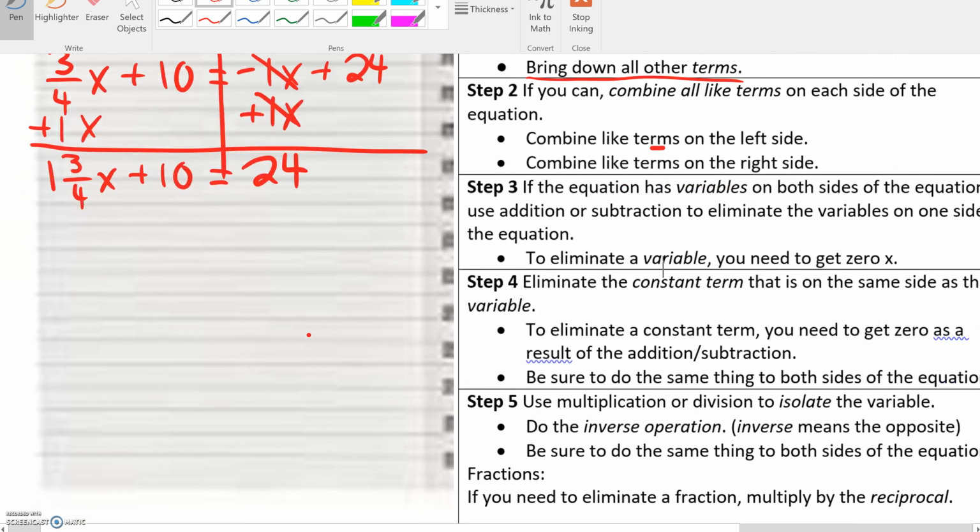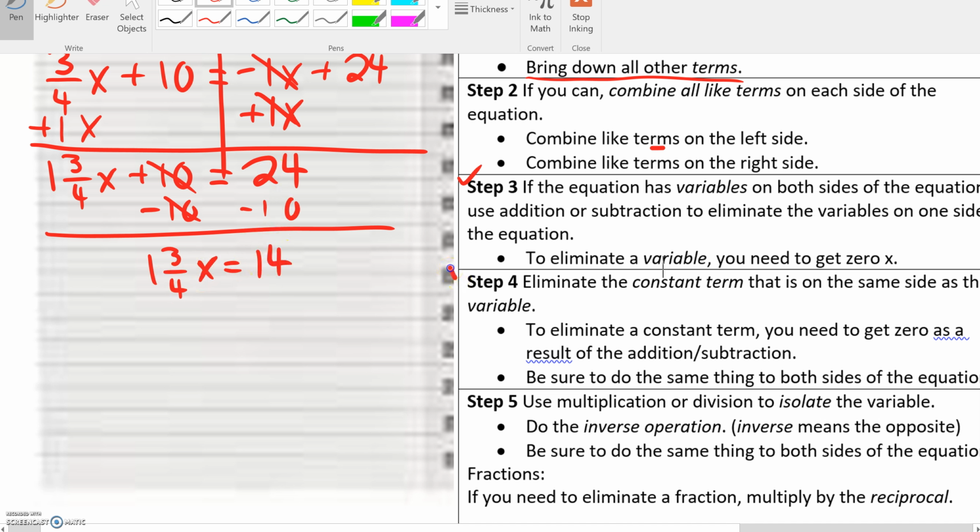Okay. So step 3 is done because I only have x's on one side of the equation now. Now I have to eliminate constant terms. So 10 and 24 are both constant terms. I'm going to eliminate 10 because it's on the same side as the x. So here's x. I'm trying to isolate x, get x alone. So I'm going to take away 10 from both sides of this equation. I'm left with 1 3/4 x equals 24. Take away 10 is 14. Okay, so step 4 is done.